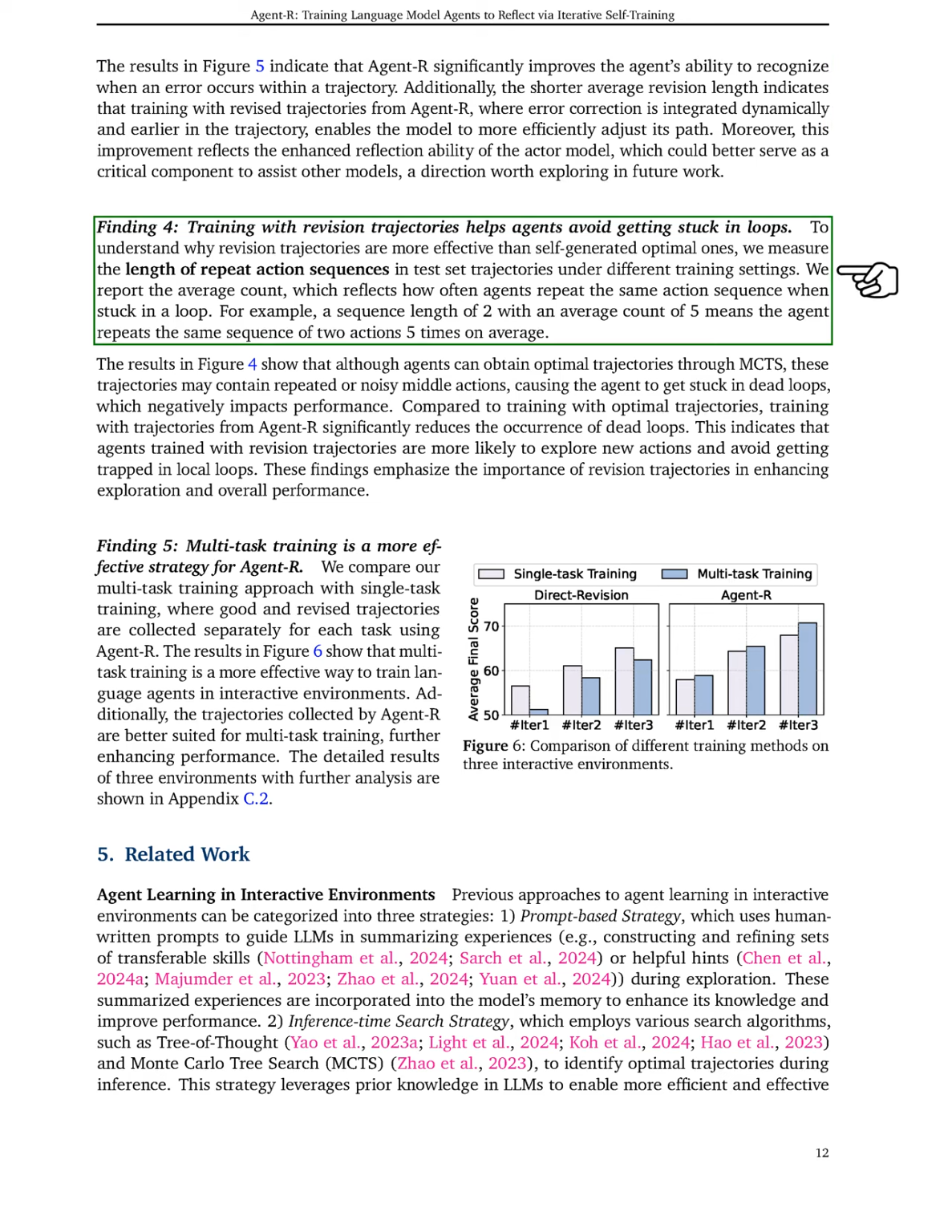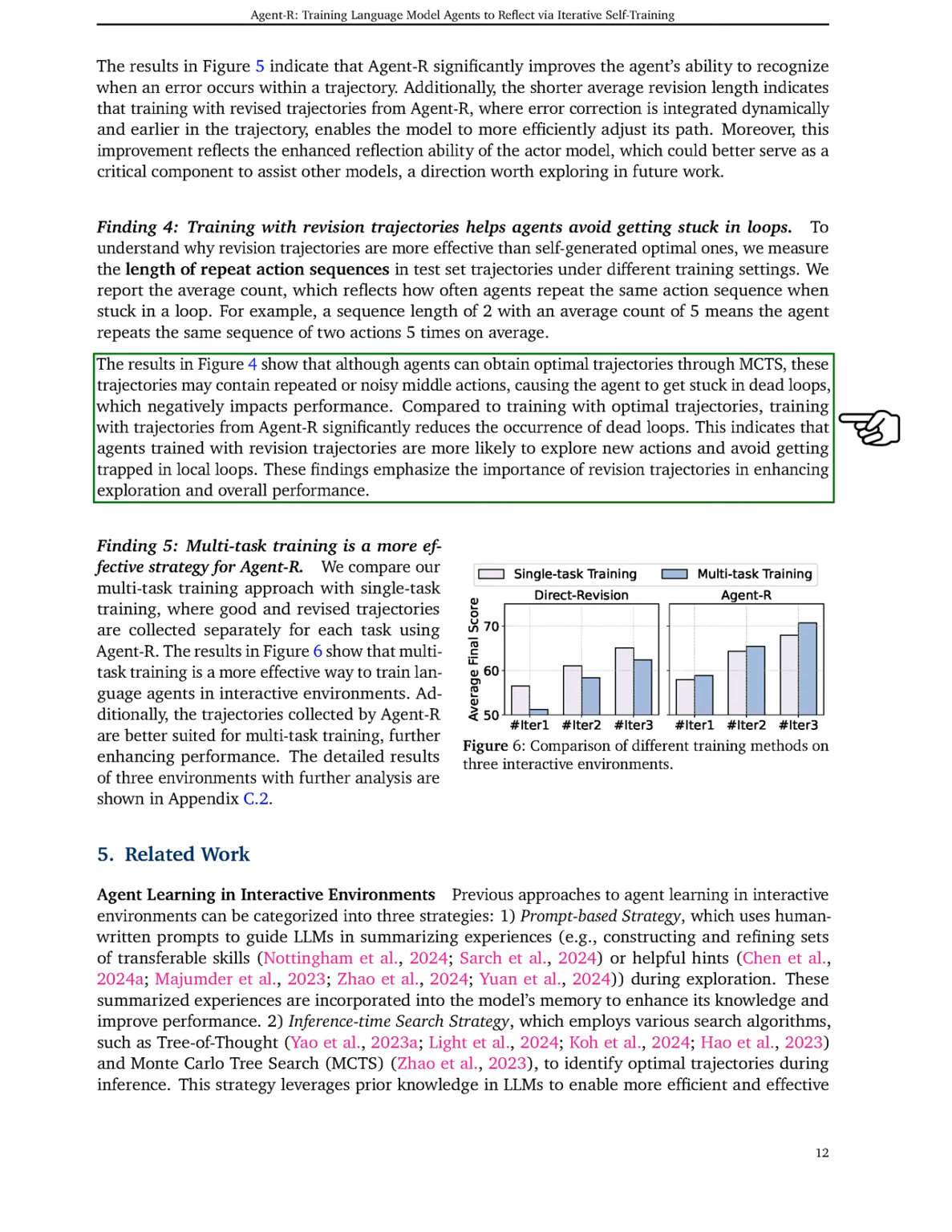Finding 4 reveals that training with revision trajectories helps agents avoid getting stuck in repetitive loops. We analyze the length of repeated action sequences in test trajectories under various training conditions. The average count of repeated sequences indicates how often agents get trapped in loops. For instance, if a sequence of 2 actions is repeated 5 times on average, it shows a tendency to loop.